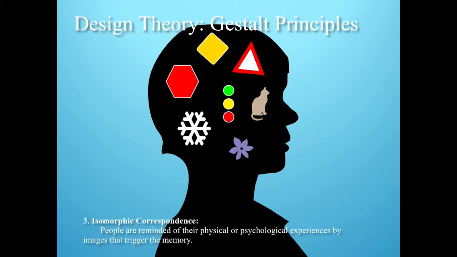Isomorphic correspondence. This is another Gestalt principle. People are reminded of their physical or psychological experiences by images that trigger the memory. So symbols and shapes that recall some type of information from their background or past. And I often will talk about traffic signs and lights, which have a very specific meaning, and we learn what that meaning is, and we react to it emotionally and viscerally when we see those shapes and colors.